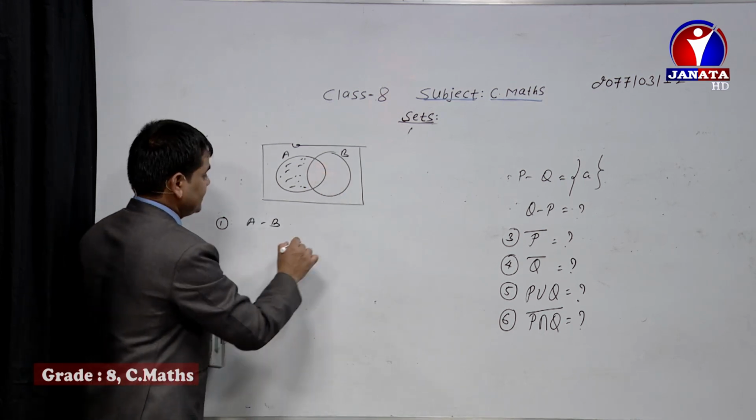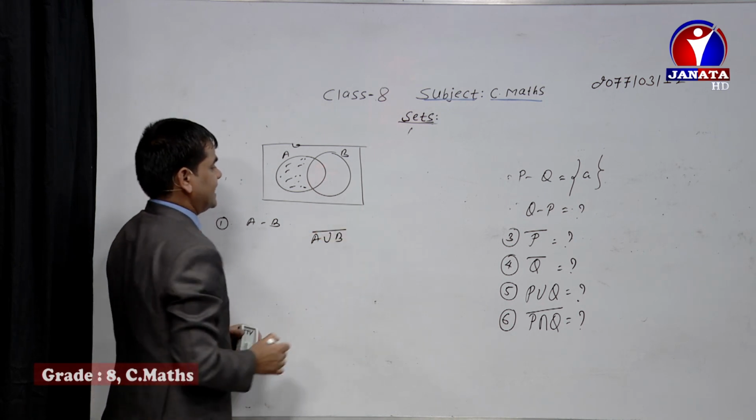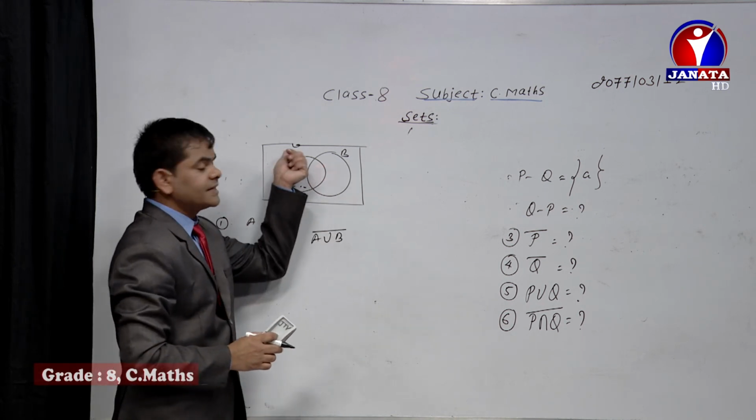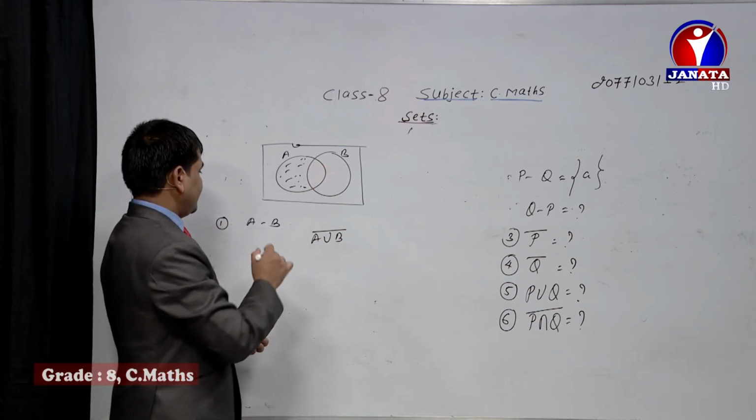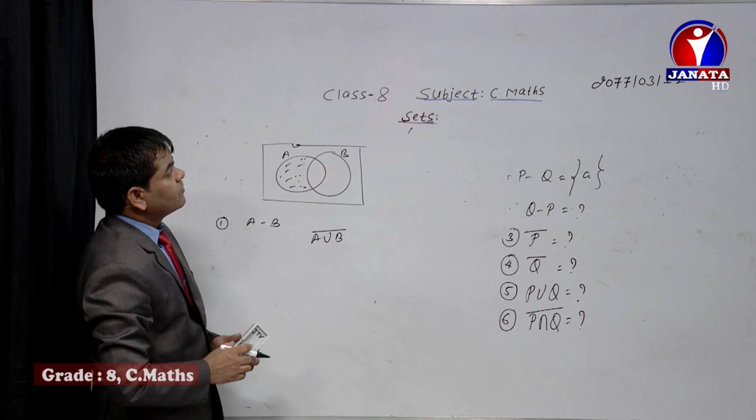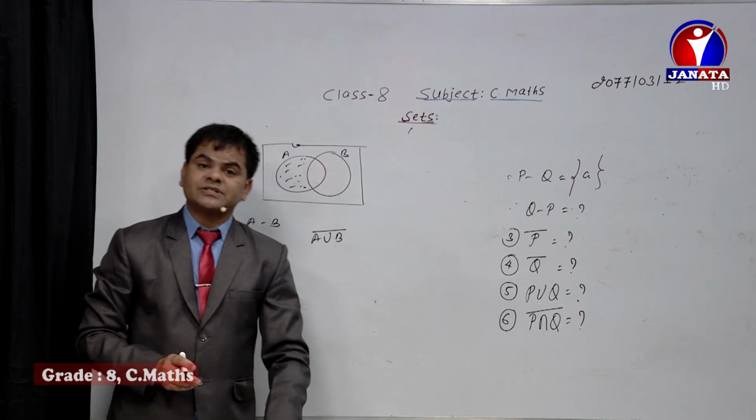Complement, that means A union B complement. If the question says to shade, then this area, the outer side of the circle, outside of the circle, but inside of the rectangle. So in this way, you can shade, and one question especially in the examination will be given in order to shade.